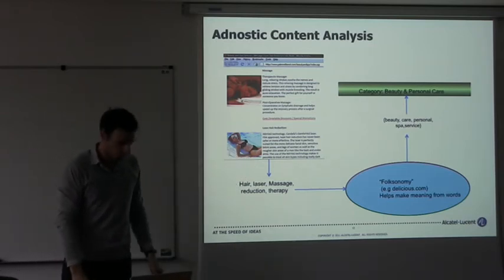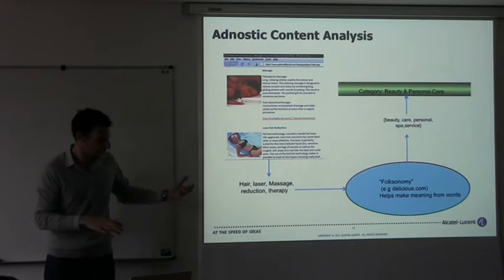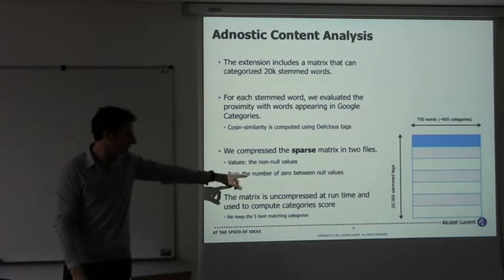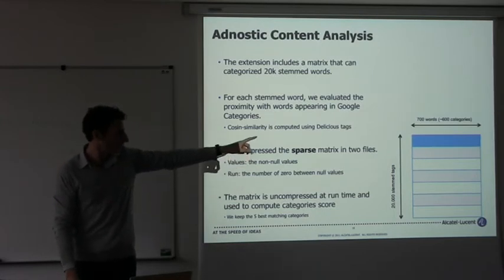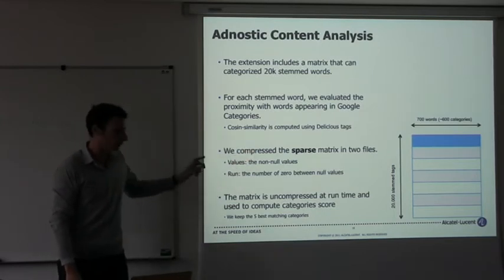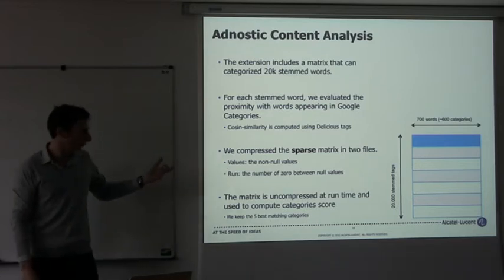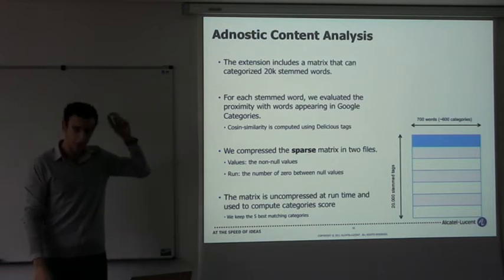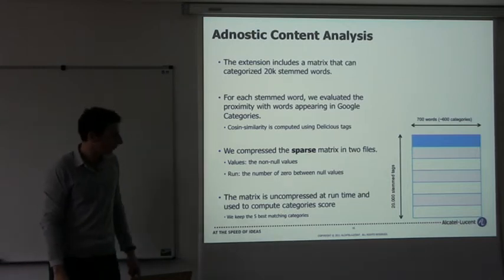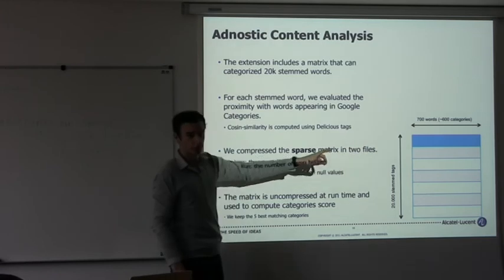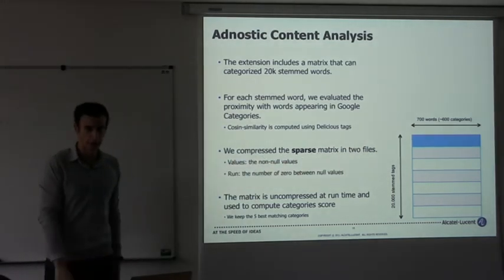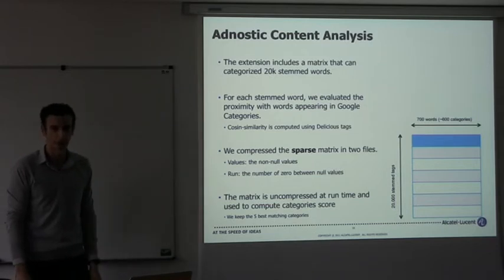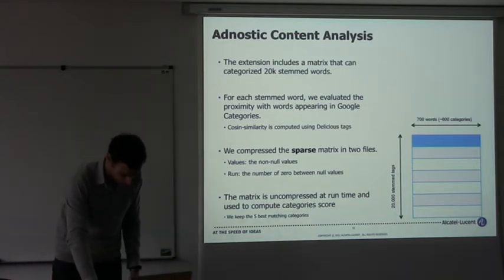Okay, good. And this is quite scalable because to compute the score between a keyword and a category, we use cosine similarity, and we measure the number of co-occurrences between a keyword and the name of the category. And actually, we obtain a sparse matrix, so it's quite easy to compress it and include it in the browser. I think the extension is about one megabyte. So it's really small.